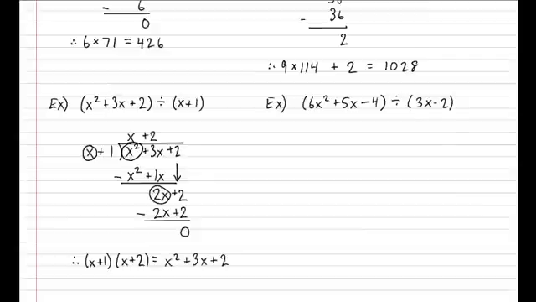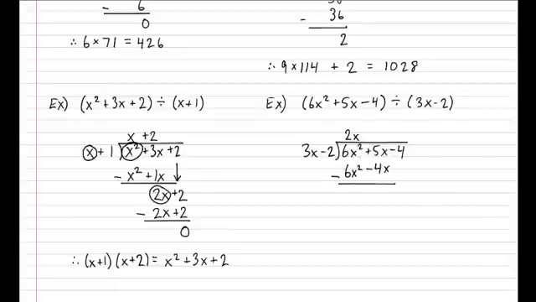Alright, let's take a look. Again, put the dividend inside the long division symbol. 6x squared plus 5x minus 4 divided by 3x minus 2. Remember, highest degree divided by highest degree. 6x squared divided by 3x is 2x. Go back the other way. 2x times 3x is 6x squared, and 2x times negative 2 is negative 4x. Do your subtraction.